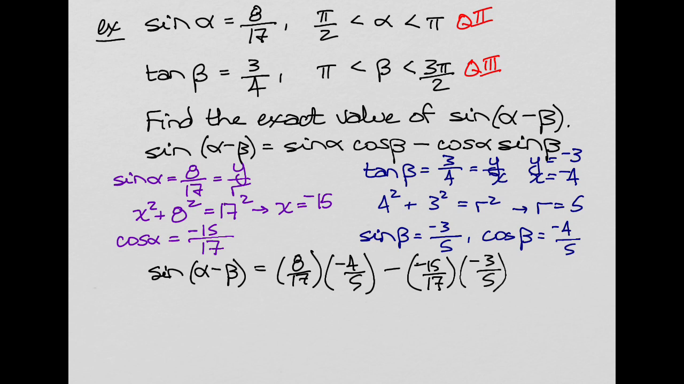The denominators are the same, both of them. 17 times 5 is 85. 8 times negative 4 minus negative 15 times negative 3, positive 45. Little addition, and we're there. Let's see, what do we got? Negative 77 over 85 is the value of sine of alpha minus beta.